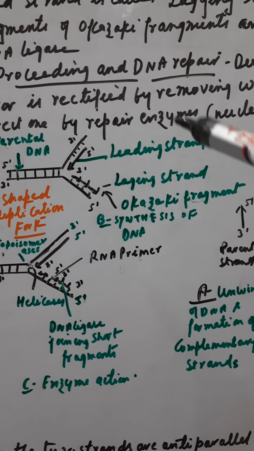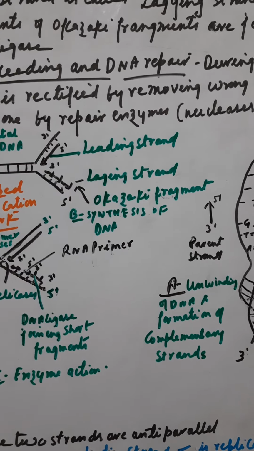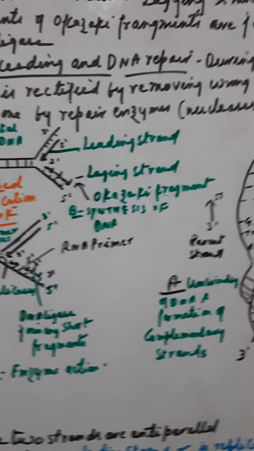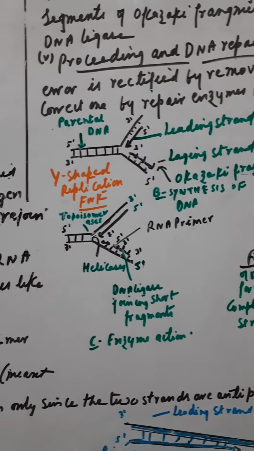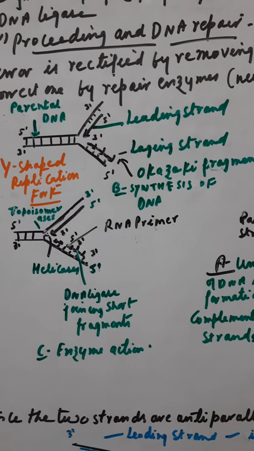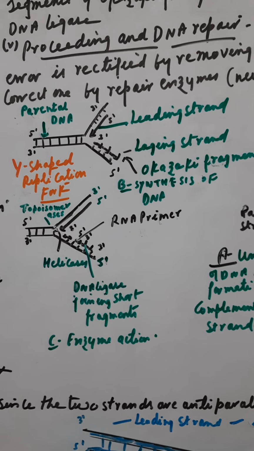If any error takes place, it is rectified by removing the wrong base and replacing it with the correct one, and this is done by the nucleases. So, children, till here please go through it, write whatever is written over here, and draw the diagrams in these periods. Thank you.